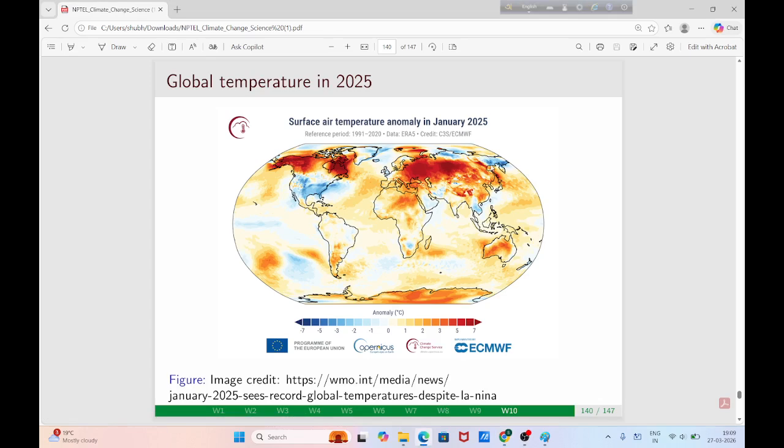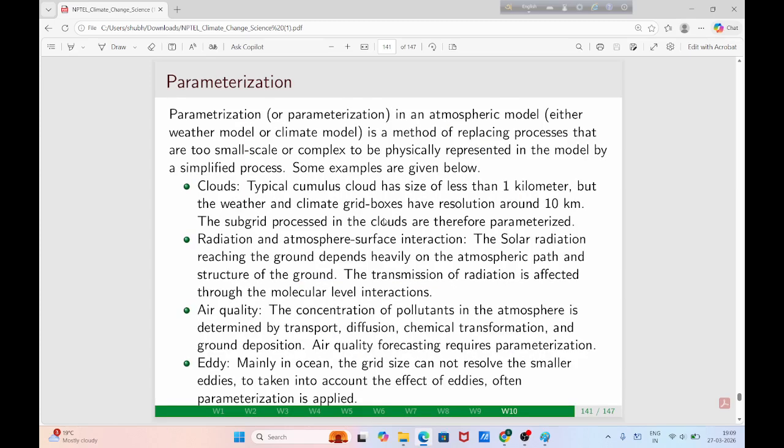Actually, 2025 was a La Nina year, so the sea surface temperature in this Pacific Ocean region was less than normal in the Eastern Pacific. Still, it showed higher temperature anomalies, or positive temperature anomalies, in many parts of the world. So this is a concerning signal of our climate change or global warming.